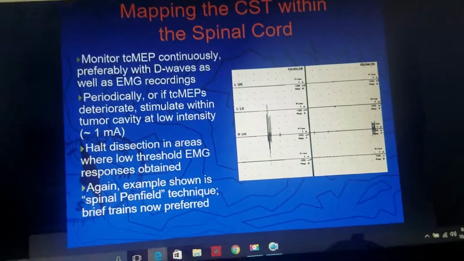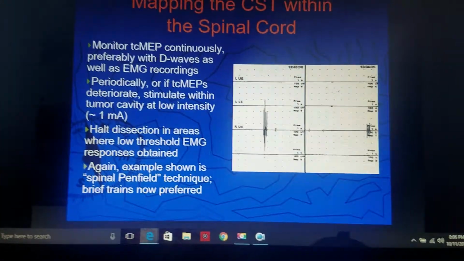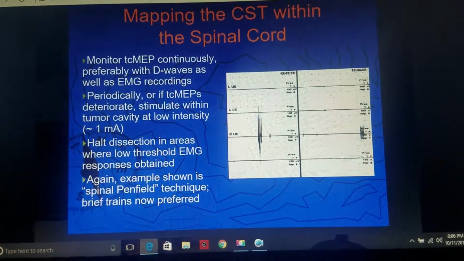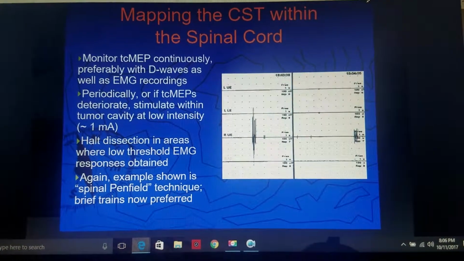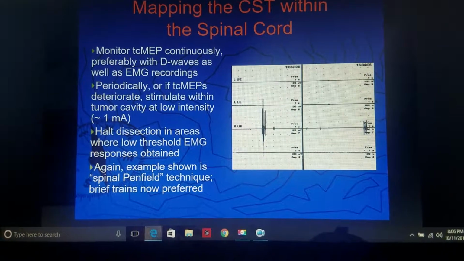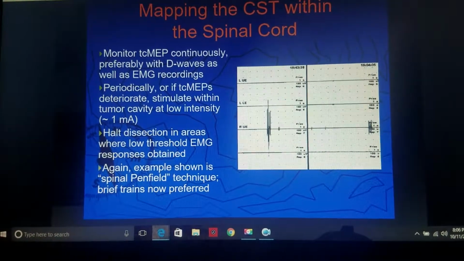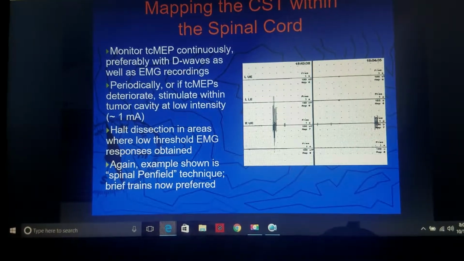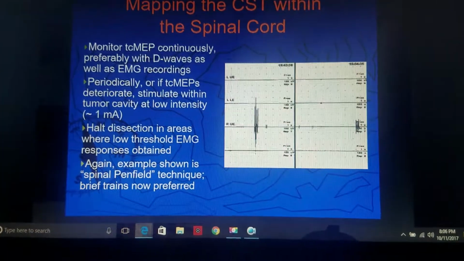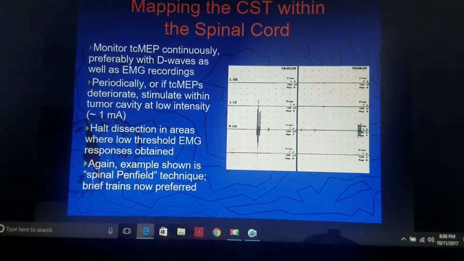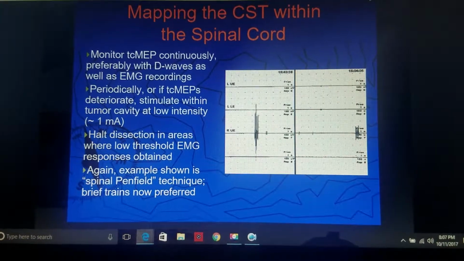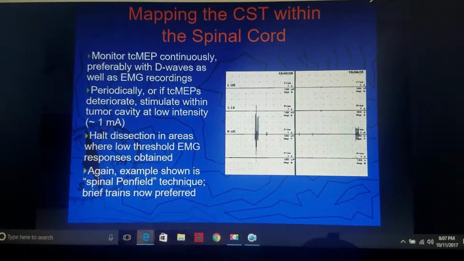Now, once you're safely in the spinal cord, now you can do what we've been doing all along, which is mapping the corticospinal tract. Remember, we're still at the level of the upper motor neuron, that is, the axons of those pyramidal cells in the precentral motor cortex. So transcranial motor evoked potentials obviously can be monitored as often as you can do those, ideally with D waves as well as EMG recordings. That's, of course, another topic for a different talk than this one.